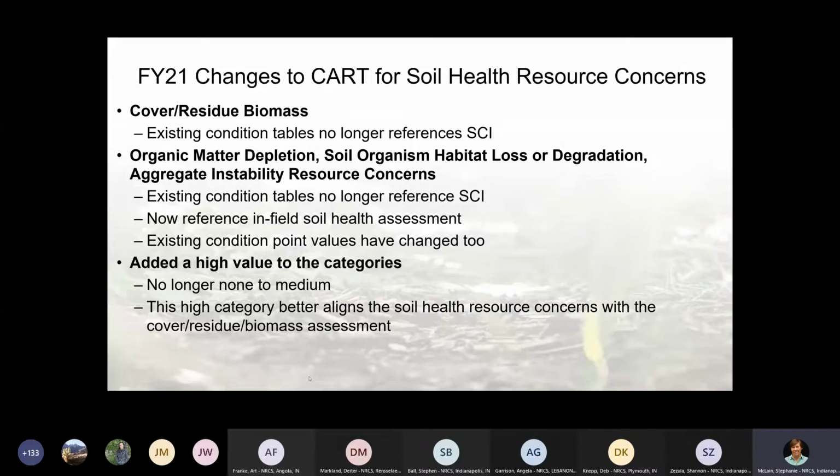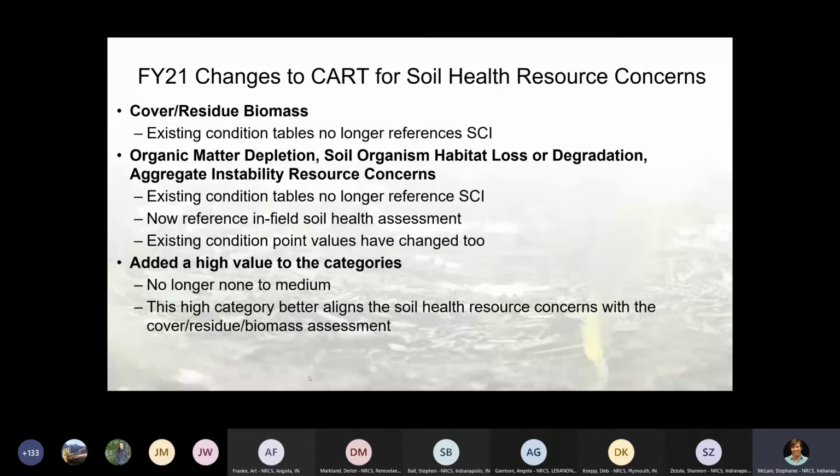Some of the things that we saw change across the board with CART was that there are no longer references to SCI or other things like that, because again, those tend to come from the tools that we use after our applications are funded. So the national office wanted to describe scenarios and take those things out. That was removed for the cover residue biomass question, as well as the soil health resource concerns questions, because I'm sure you noticed that all of those questions are very similar.